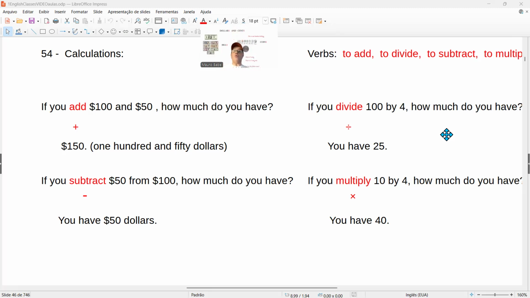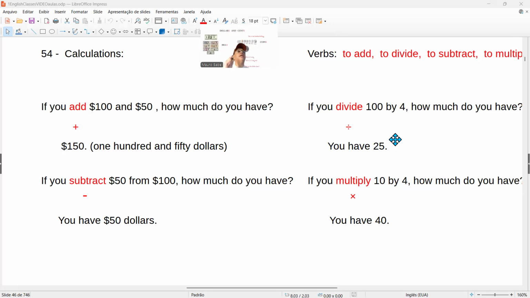Então, o mesmo cálculo. If you divide 100 by 4, look at the preposition by. Você divide por, certo? Então, you divide by 4. If you divide 100 by 4, how much do you have? You have 25. Right, mathematics, right? Yeah.